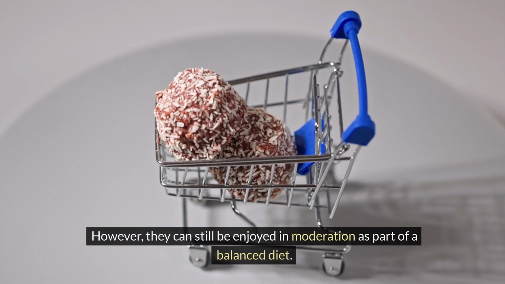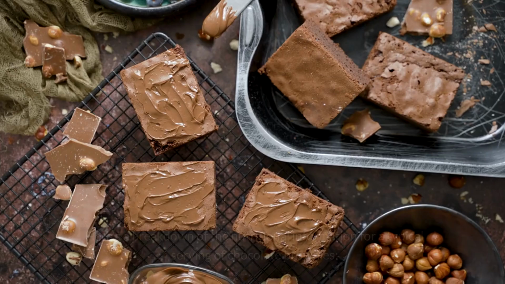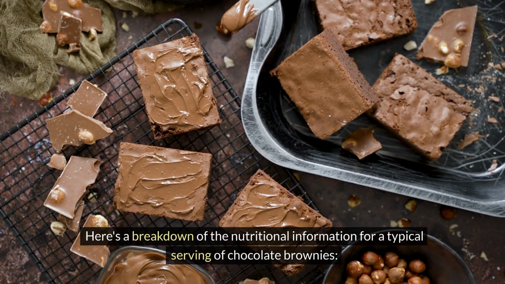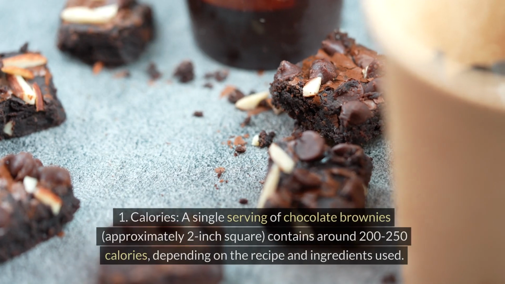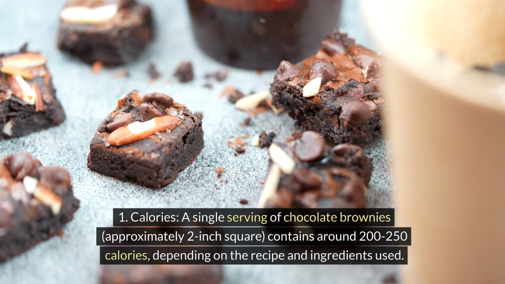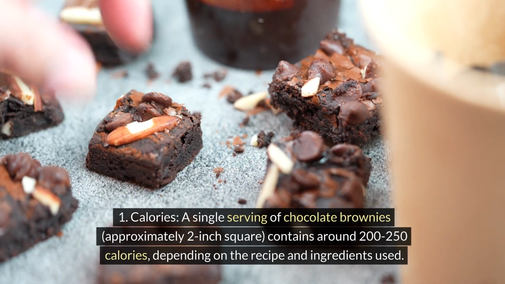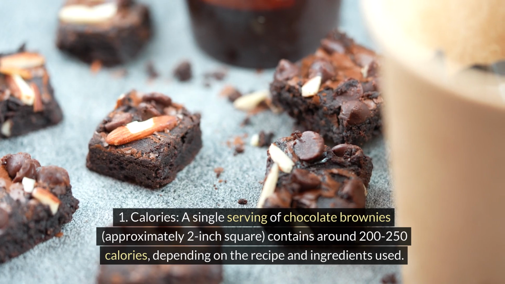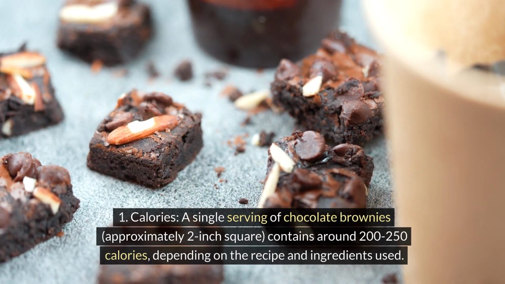However, they can still be enjoyed in moderation as part of a balanced diet. Here's a breakdown of the nutritional information for a typical serving of chocolate brownies. 1. Calories. A single serving of chocolate brownies, approximately a 2-inch square, contains around 200-250 calories, depending on the recipe and ingredients used.